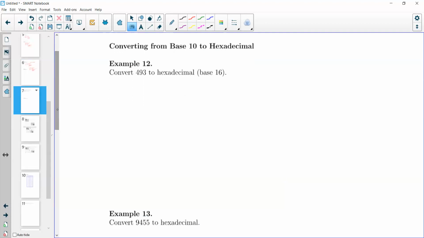Okay, so now we're going to go the other direction. So we had 16 to the 0, which is 1, and 16 to the first, which is 16. And what was 16 to the second? 256. And then 16 to the third was 4,096. So that's not going to help us. I'm looking at 493. How many times will 256 go into 493?